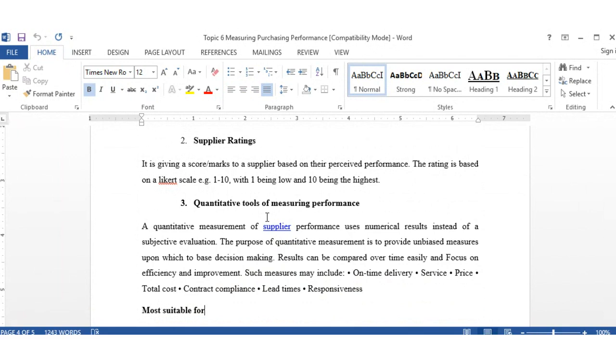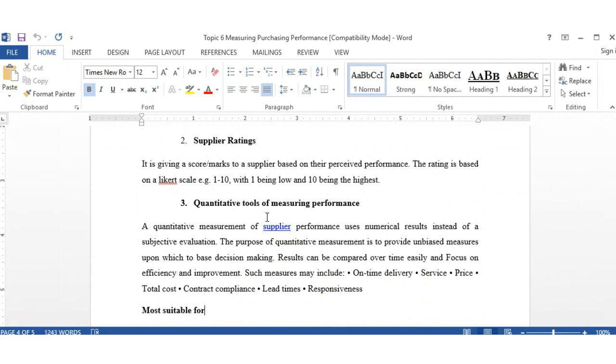With lead times, you can also grade the suppliers based on how far they are: Mombasa, Nairobi, Kisumu. You say, for the ones in Mombasa, the one who takes the least time is the best. For the ones in Nairobi, the one who takes the least time is the best. So the least time and the least cost are always the best.